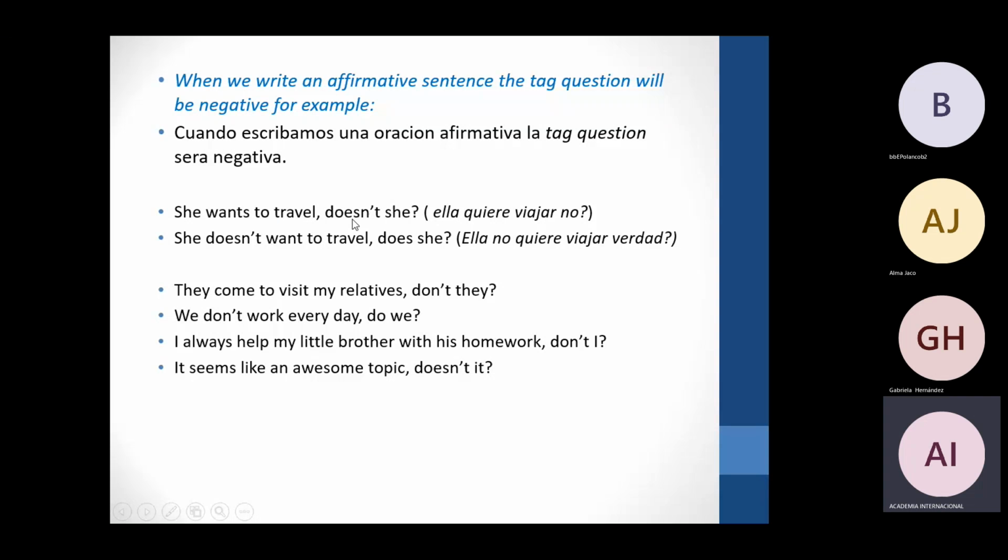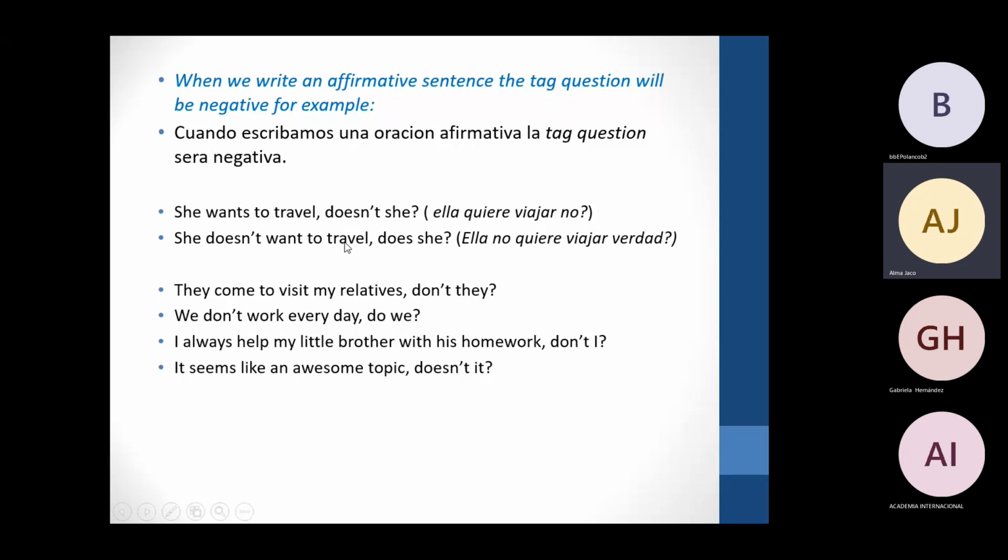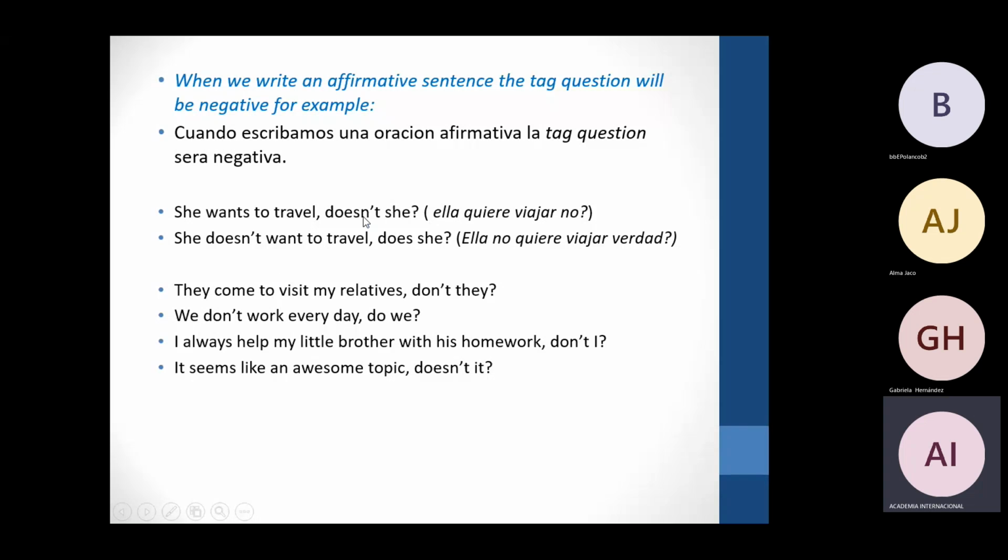Y es muy lógico, miren. Ahora, ¿por qué aquí estoy diciendo doesn't y no don't? Gabriela, ¿tiene alguna idea o alguien más por qué estoy diciendo doesn't y no don't? Porque es tercera persona. Correcto, eso es lo único. Es como decir, ella quiere viajar, ¿no? She wants to travel, doesn't she? ¿Ven? And if you pay attention, the first sentence is affirmative. She wants to travel. Affirmative. And then we have a negative statement. Una oración negativa. Doesn't she?